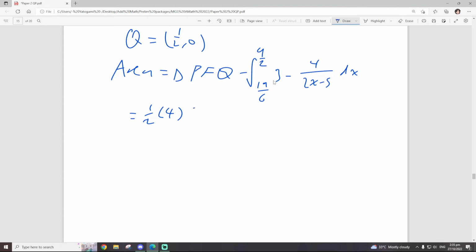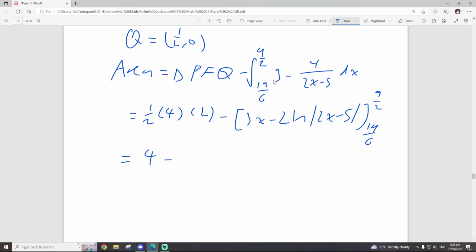Yeah, the y was 2, so half times 4, 2 minus, okay, so integrate this, you get 3x minus 2 ln mod 2x minus 5, going from 19 over 6 to 9 over 2. We'll get 4 minus 27 over 2 minus 2 ln 4, minus 19 over 2, plus 2 ln 38 over 6. Okay, the 19 over 3 minus 5 is 4 over 3.